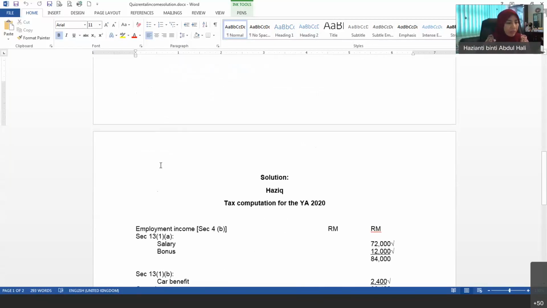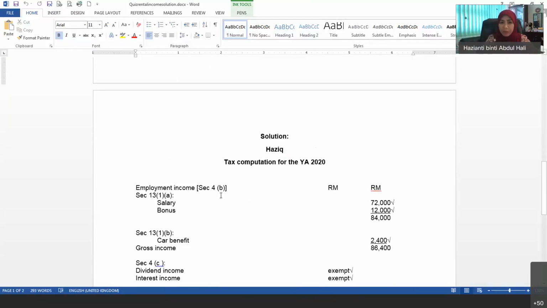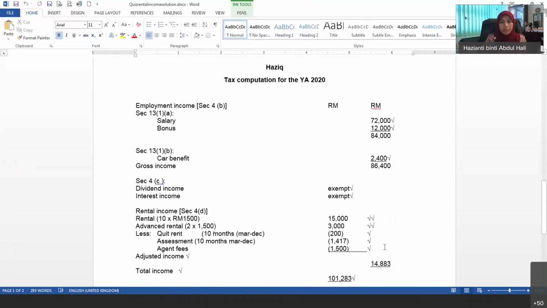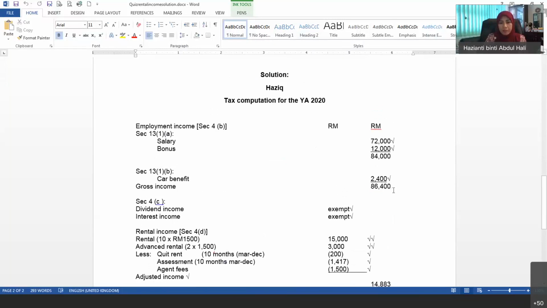Alright. So basically, we start with section 4B, employment income. Alright. So he has a salary under 31A, 72,000. Bonus 12,000, total of 84,000. So dia tak ada apalah under section 31A, eh, just a salary and also bonus, right? And section 31B, car benefit je, there is no mention about share lah, dental, whatever, tak ada kan. Rumah pun tak ada. So just the car, 2,400, okay? So that is the gross income for employment income, 86,400.